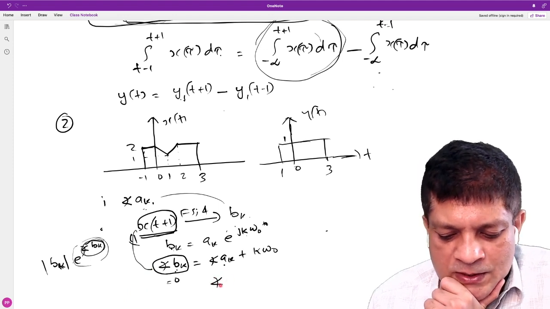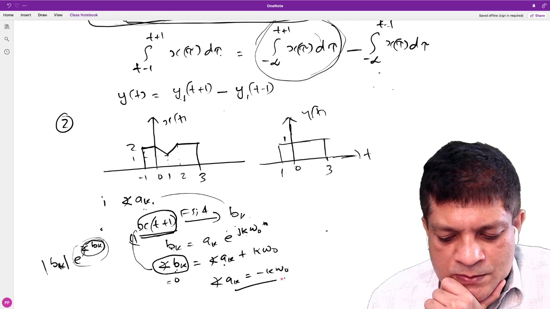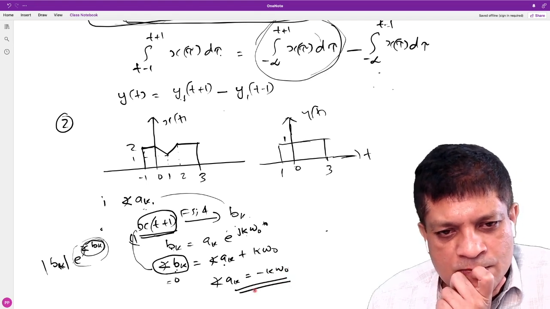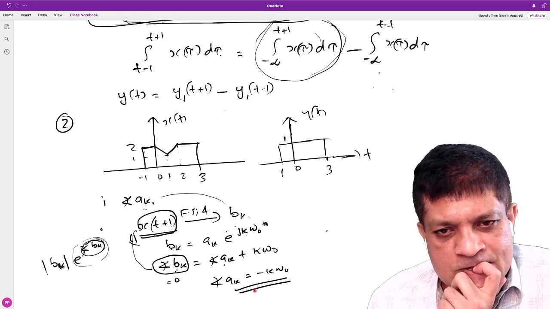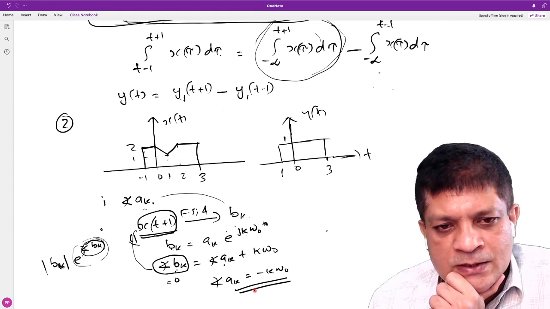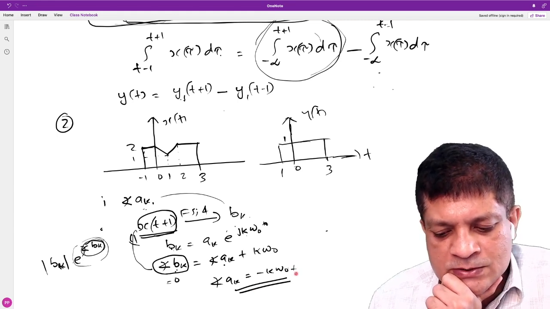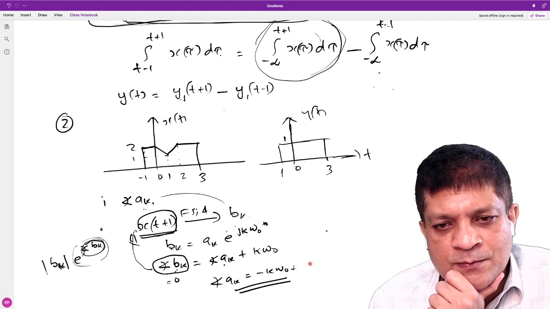Then what is the phase angle of AK? Is it minus k omega naught? Sir, the phase of BK can be 180 degrees also. 180 plus 180 degrees, that won't change. So plus an integer multiple of 180. That is the answer. That is also true.